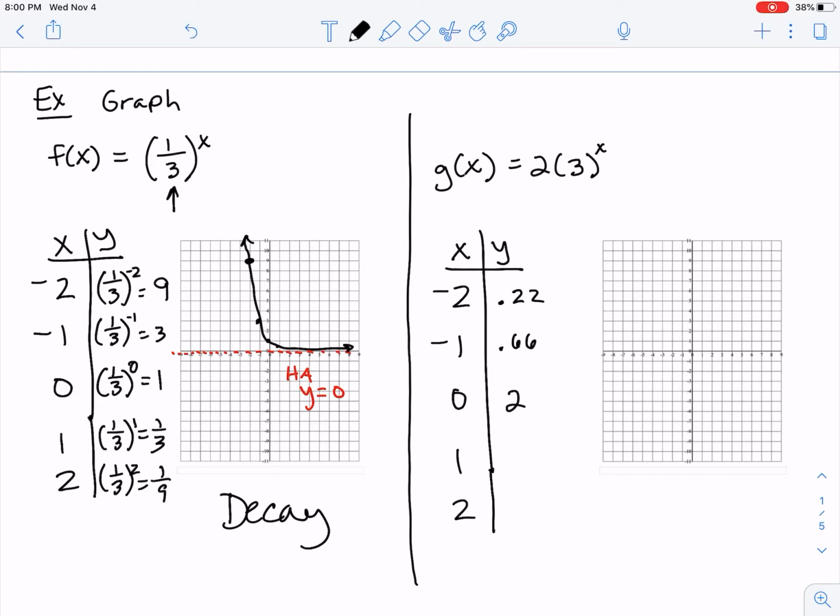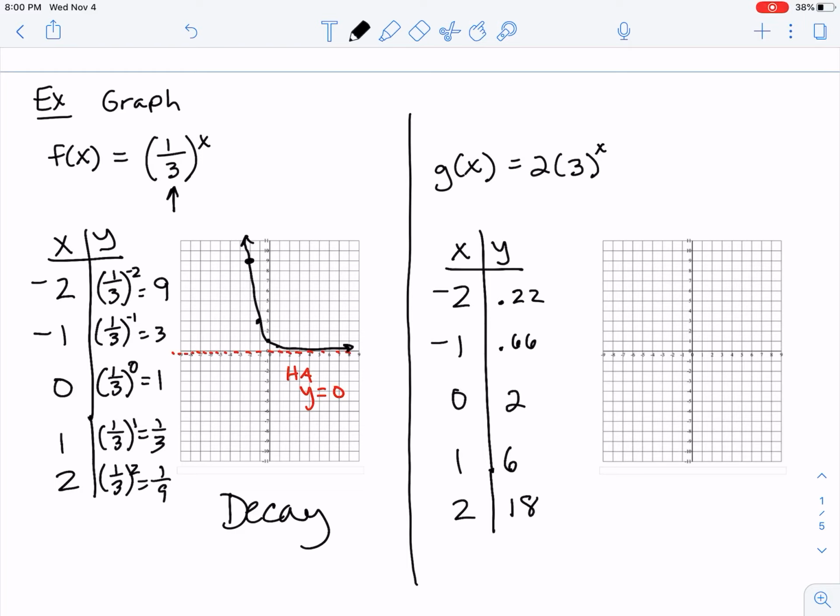When I plug in 1, I have 2 times 3 to the first, and that's going to give me a 6. When I plug in a 2, 2 times 3 squared, 3 squared is 9, times 2 is 18. Well, it looks like that 18 I'm not going to be able to graph, but I can graph the rest of this.